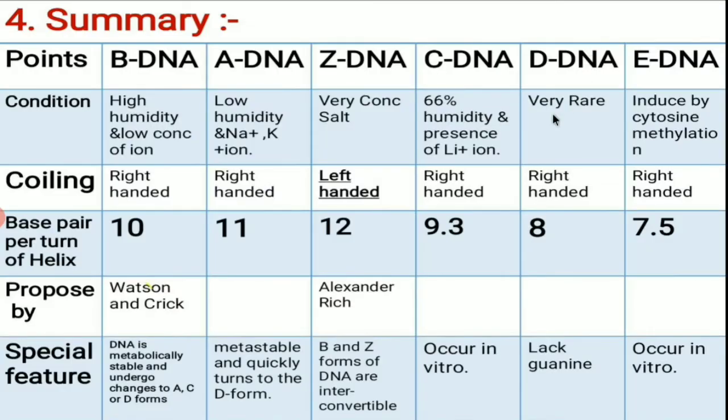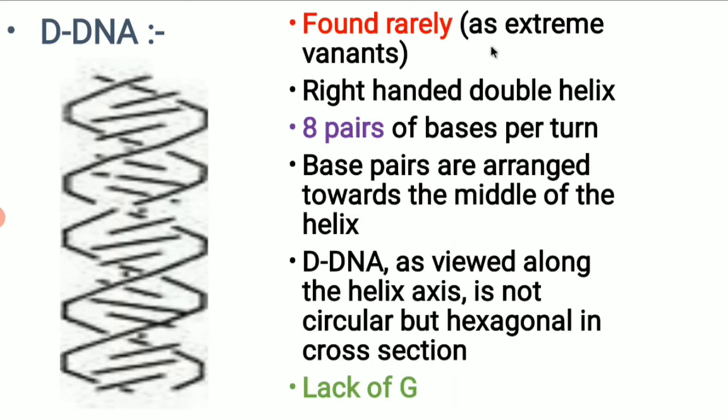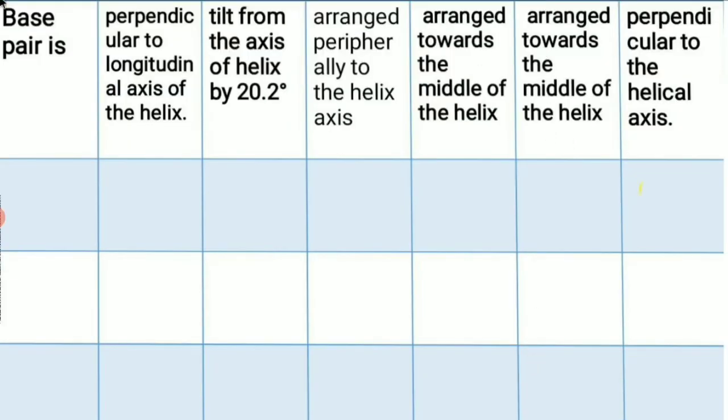Then dDNA is very rare, very rare. The coiling is right-handed. Base pairs per turn of helix is 8. The special feature is that dDNA lacks the nitrogen base guanine. Base pairs are arranged toward the middle of the helix.